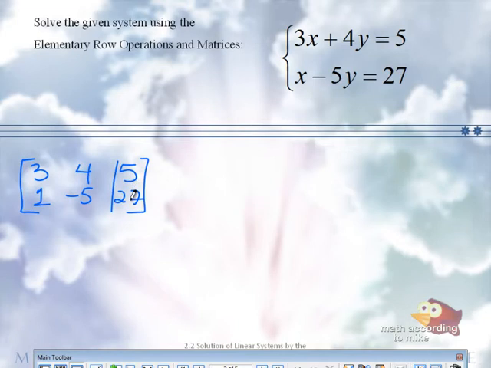Good. And off to the side here, I'm writing our goal. You don't have to write the goal, but it makes a good visual aid. So remember, the goal would be 1s on the diagonal, 0s everywhere else, and these are just going to be numbers. We'll figure those out later.